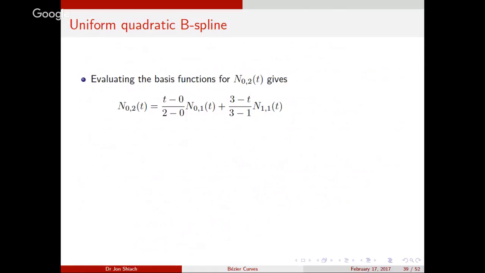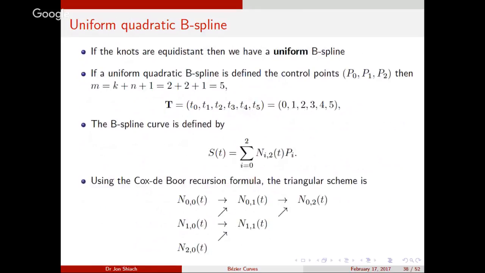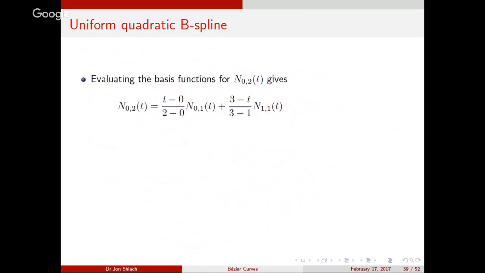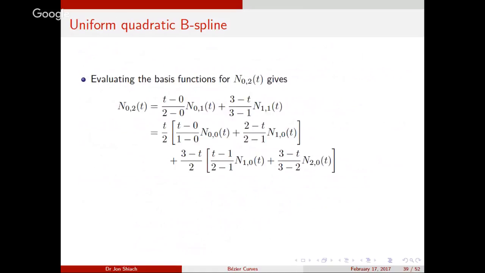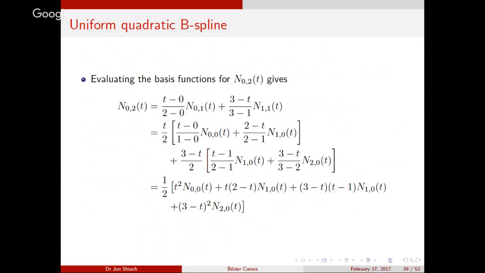Well, those 2 are also made up of these 2. So we then have to put those 2 in as well. This N01(t) here is the contents of that square bracket. This N11(t) is the contents of that square bracket. There's quite a lot of algebraic manipulation involved. If you want to do the algebra, feel free. You won't be tested on it. And that gives us this basis function here.